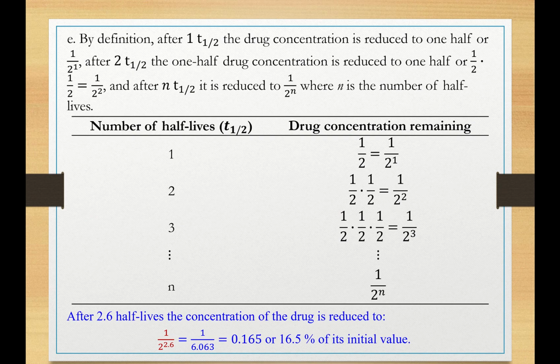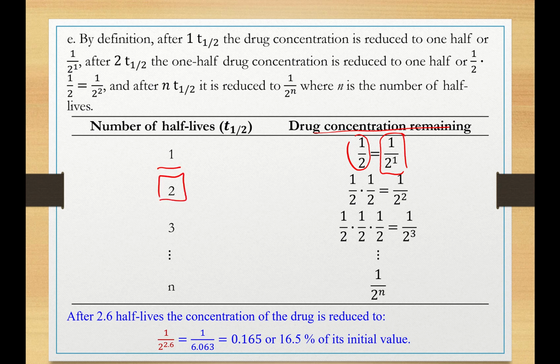Now, to solve this problem, we need to generate an equation. The best way to come up with an equation is just cite the number of half-lives and see whether there are any relationships. By definition, if it's one half-life, that means the drug concentration remaining is going to be 1/2, half of it, right? And 1/2 can be written as 1/2 to the first power.